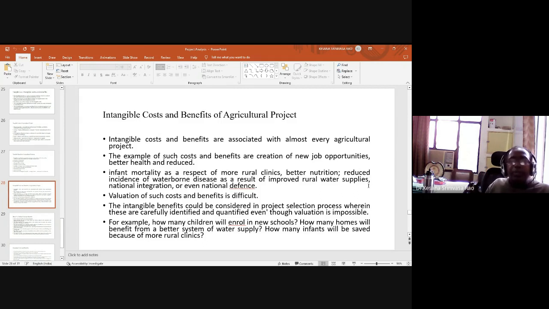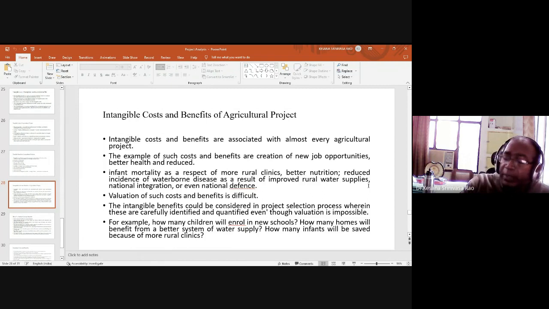Valuation of such costs and benefits is difficult. The intangible benefits could be considered in the project selection process, wherein these are carefully identified and quantified, even though valuation is impossible. In this way, the intangible costs are associated with that. If you keep on doing these types of activities, if you are increasing new job opportunities, then the cost is going up in that way. In some areas, if you want to extend good health facilities, then that also incurs some type of cost or the other. In that way, if you want to enhance rural water supplies, that also involves some type of cost.